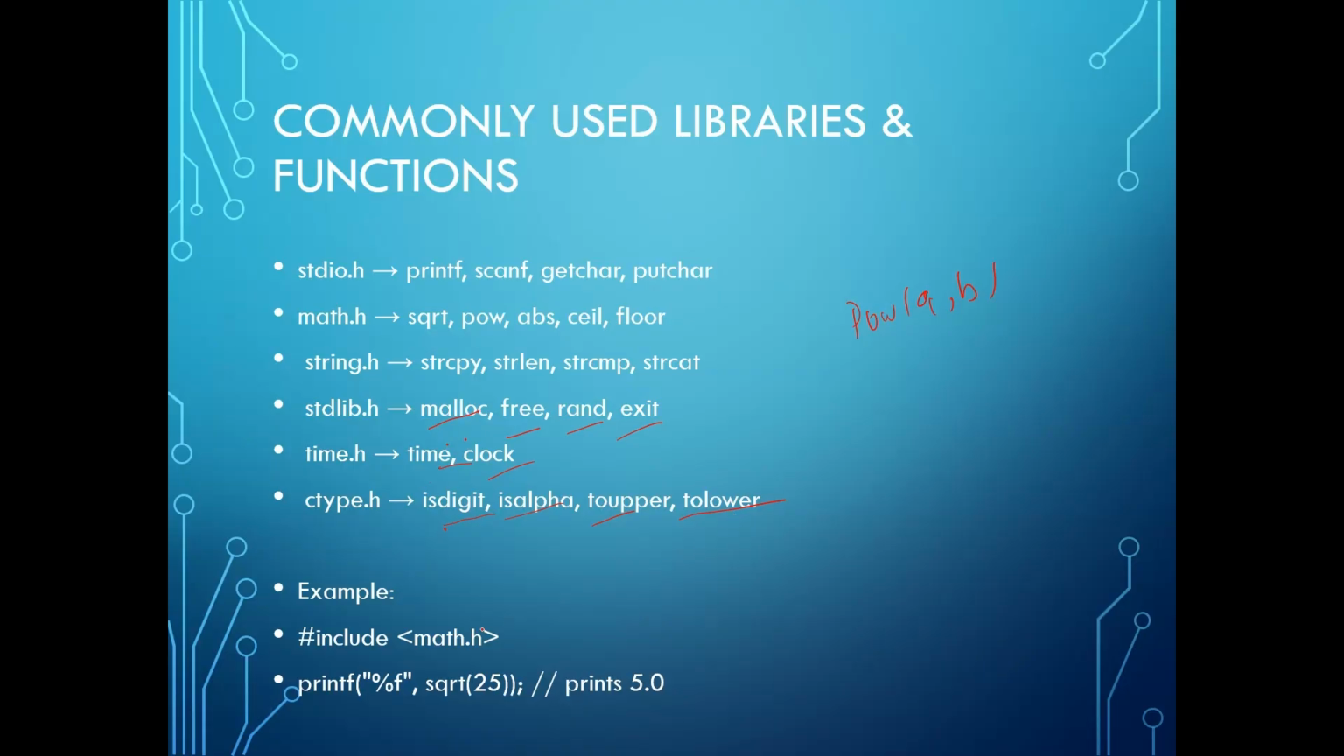Okay. So if you're seeing here, math.h we have used, so you are using sqrt of 25, which gives 5, because the square root of 25 is 5. So this is how you will know more about that.